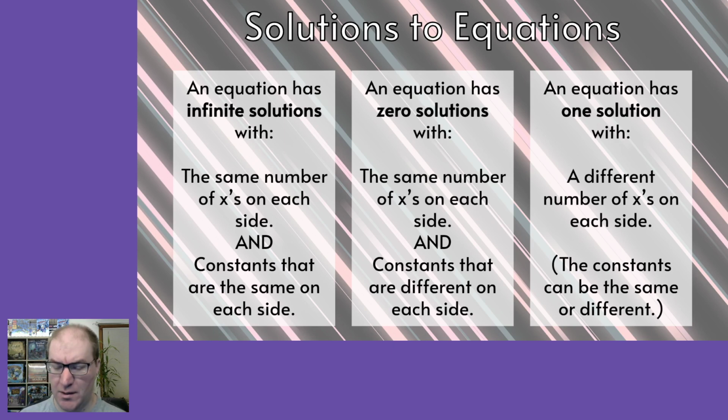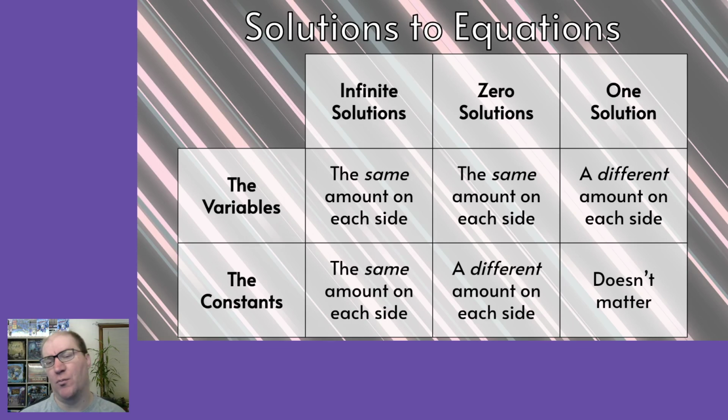Finally, before I leave, here's a cool little chart that will help you remember all this. So if you look, the columns represent how many solutions your equation will have, and the rows represent the variables and the constants involved in the equation. So if I know I have the same amount of variables and different amount of constants, I would just look for that in the table. Oh, same amount of variables, different amount of constants, that has 0 solutions.